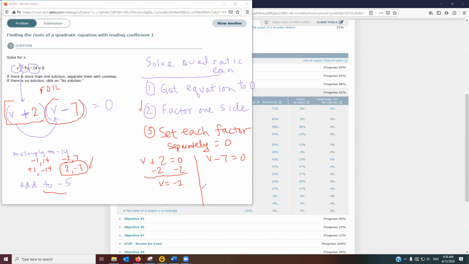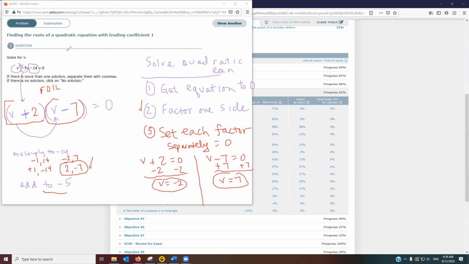I get v equals negative 2. On this one, I'm going to add 7 to both sides. I get v equals 7. So notice there's two answers, two solutions to this problem: v equals negative 2 and v equals 7. I could check my answers by plugging these numbers back in the starting equation and confirming that I really get a true equation out of this.